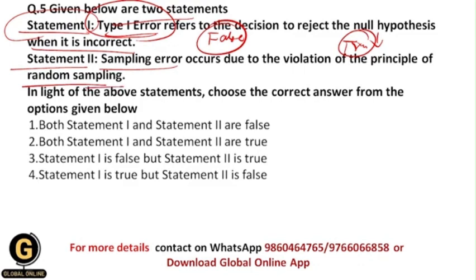Okay, so basically sampling error occurs due to mistakes in the sampling techniques, or due to choosing the wrong sample size. All of you getting? So sampling error does not occur due to the violation of the principle of random sampling, and that's why this statement becomes false. So your correct answer should be 1 over here, because both of these statements are false.